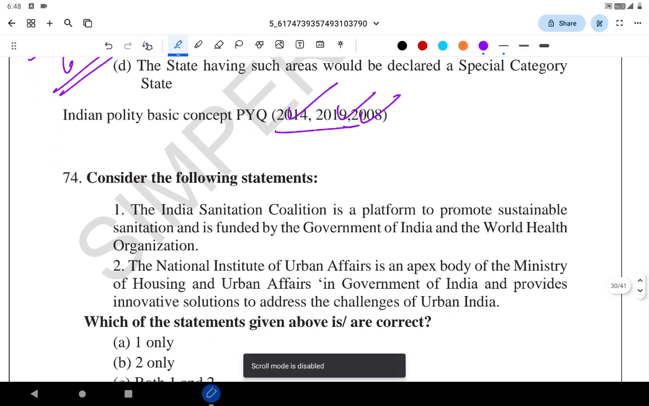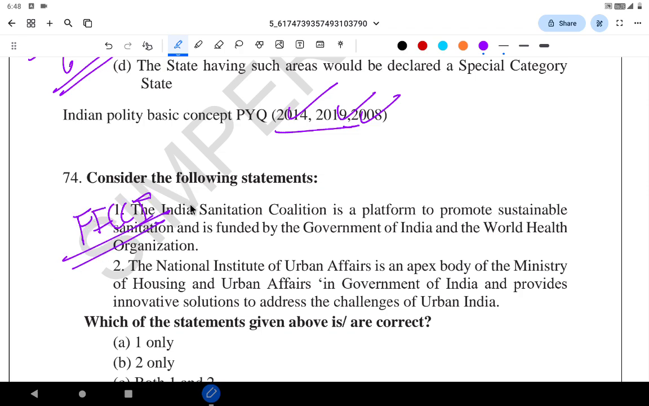Indian Sanitation Coalition is a platform to promote sustainable sanitation and funded by Government of India and World Health Organization. The first statement is wrong. Whenever UPSC gives the parent of a parent organization, that's wrong. It is funded by, I think, FICCI. It was launched in 2015.